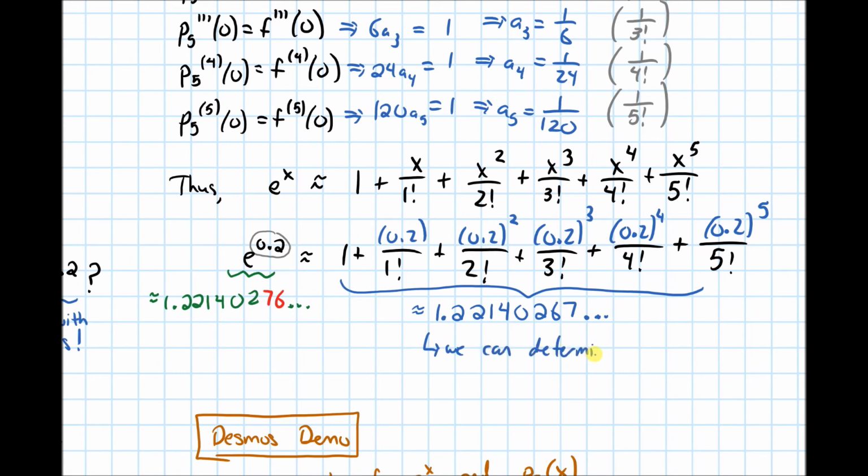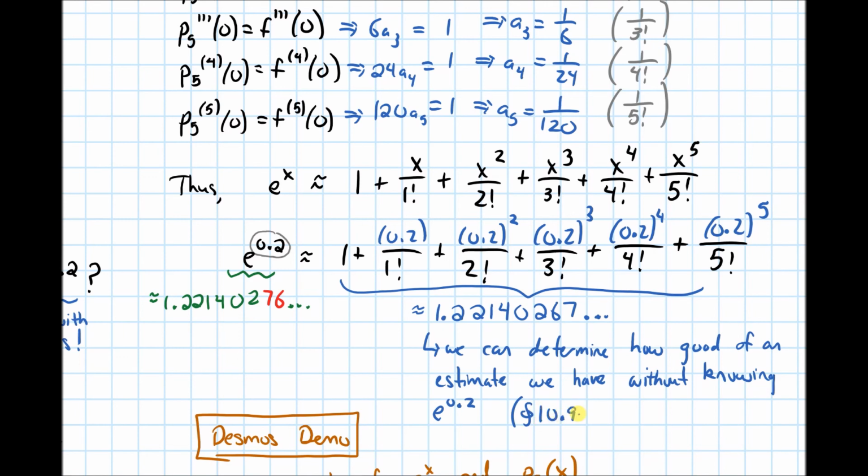We can determine how good of an estimate we have without knowing what e to the 0.2 is exactly. And we'll talk about how to do that in the next section, so in section 10.9.